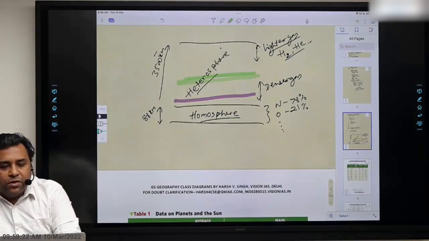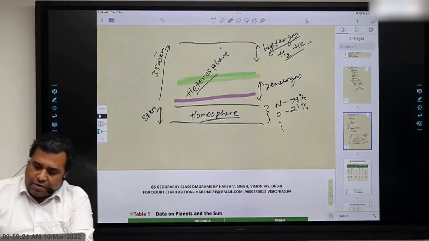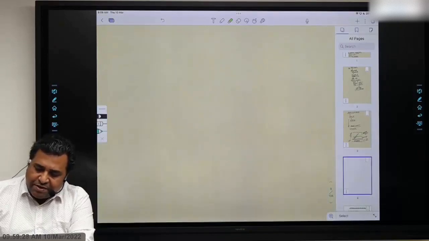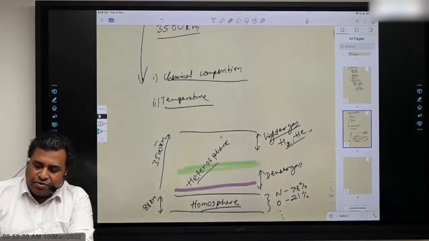Good. So good enough. Now let us come to the next part. So the next one after this is on the basis of temperature. So should we do the temperature thing?